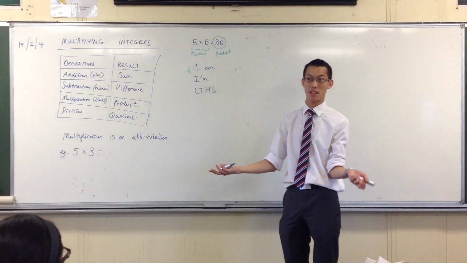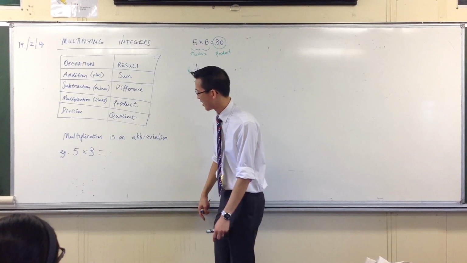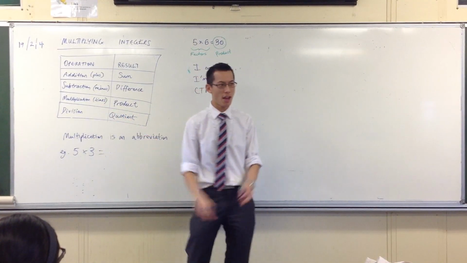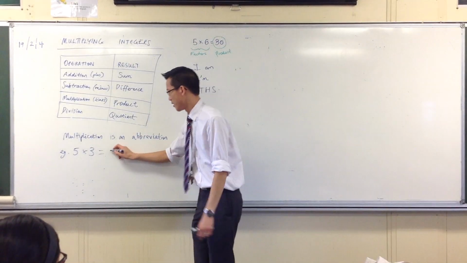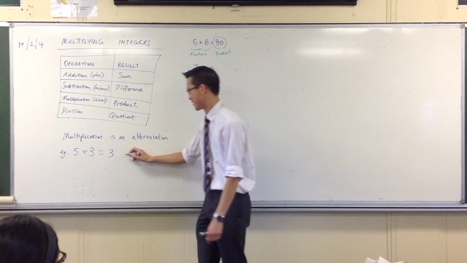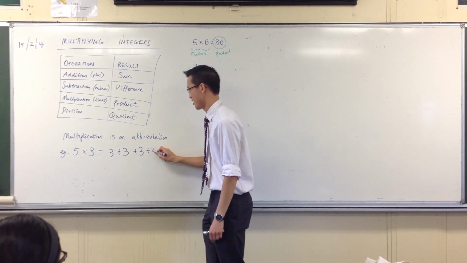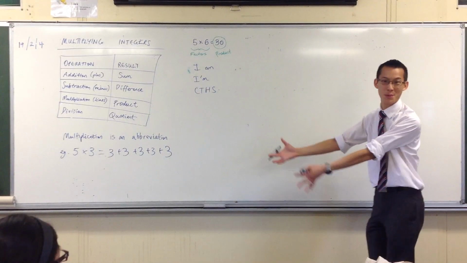But what does that mean? Can anyone help them out? Yeah, it's like 5 groups of 3. Okay, which is kind of why we say times. Now, I can write 5 groups of 3. Watch, I'll write them. Here's one, and here's another one, and I guess I need another one, and another one, and another one. Okay, I'm done. There's my 5 groups of 3.